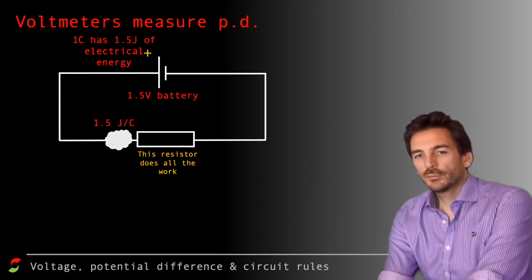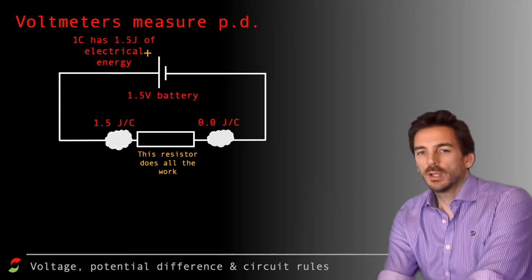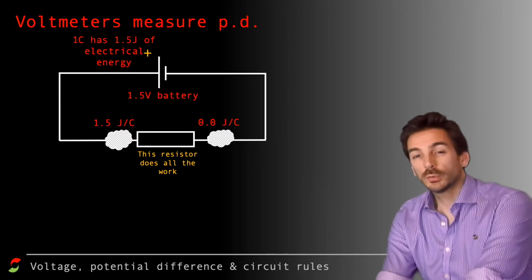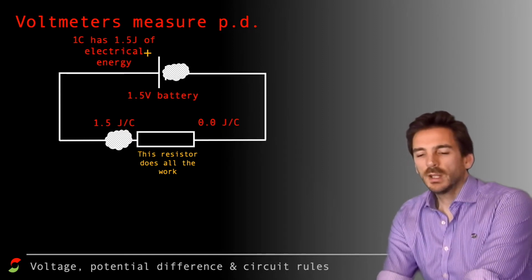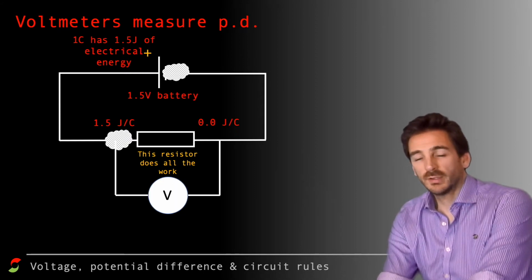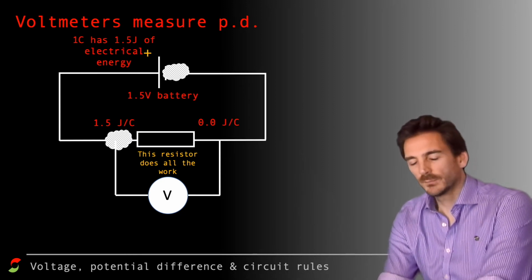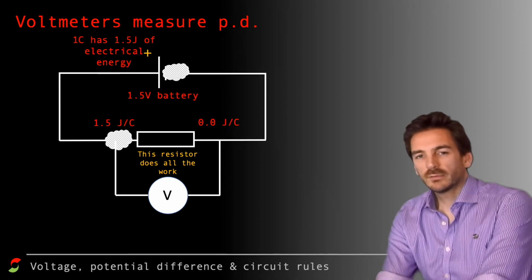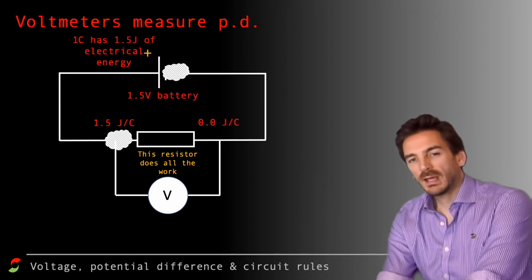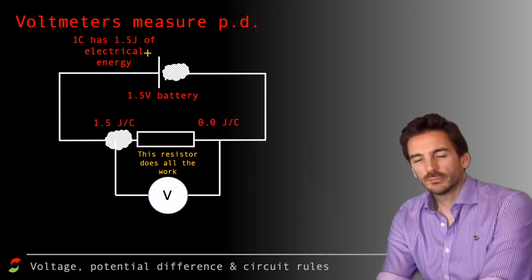When the coulomb goes through that resistor, after it's done all of its work, it's going to have no joules, no electrical energy, afterwards. That doesn't mean no kinetic energy, it means it's got no electrical energy. And a voltmeter goes in parallel across the device that you're interested in. So we put a voltmeter before and after the resistor. The voltmeter will look at the energy of the coulomb before the resistor, and the energy after the resistor, and it will tell us the difference in energy, or the potential difference.